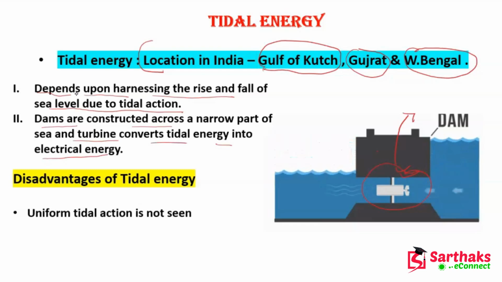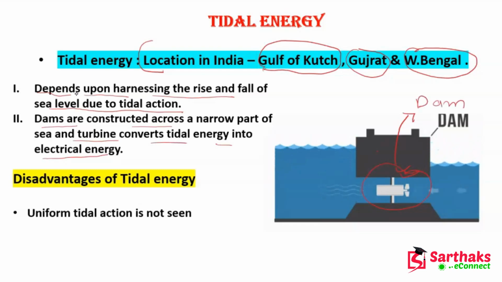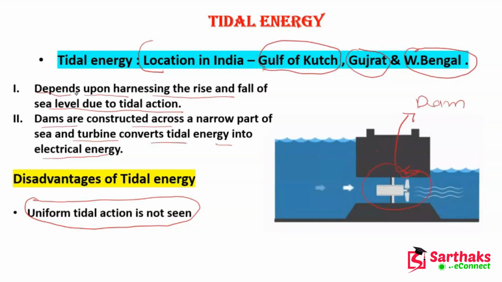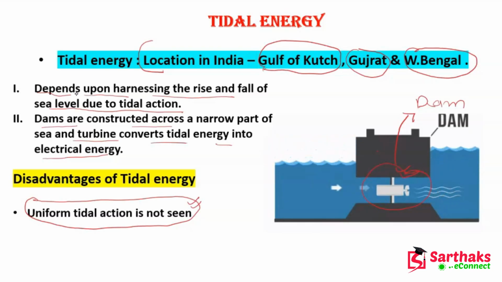So this is basically a dam, and these dams are constructed across a narrow part of the sea so that we can convert the tidal energy into electrical energy. Now if I talk about the disadvantage, uniform tidal action is not seen. Sometimes the tidal action is very high and sometimes it is very low. Because it is not uniform, this is a disadvantage of tidal energy.